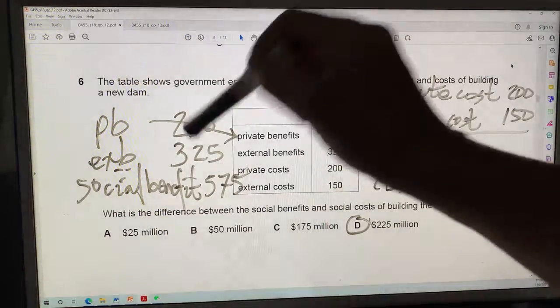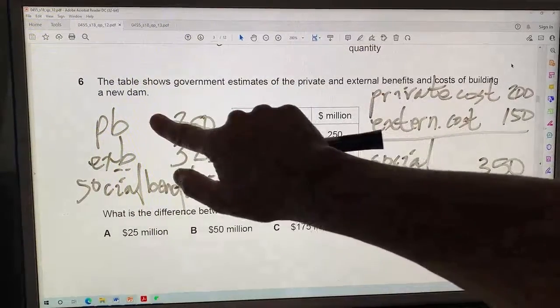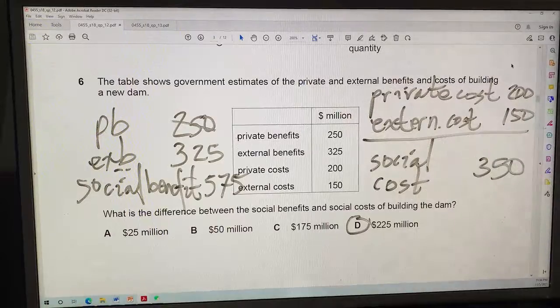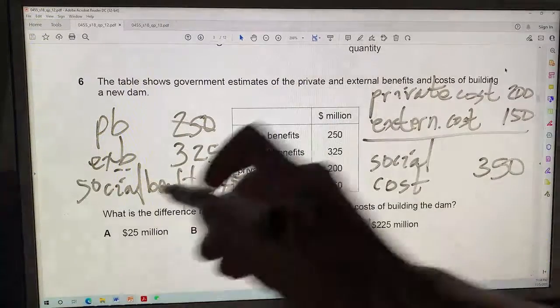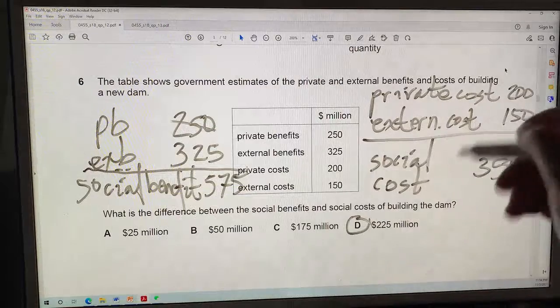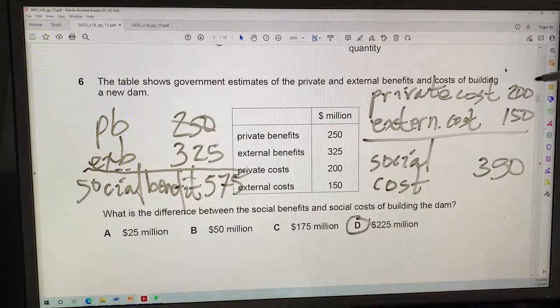You can use this equation anytime you're looking at private costs, social costs, external costs. Social benefit is just the total of private benefits and external benefits, and social cost is just the total of private cost and external costs. It's actually pretty easy.